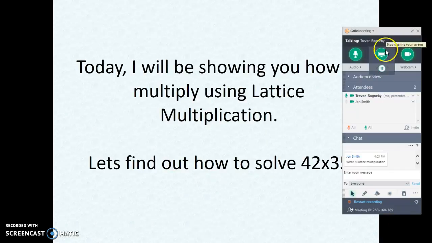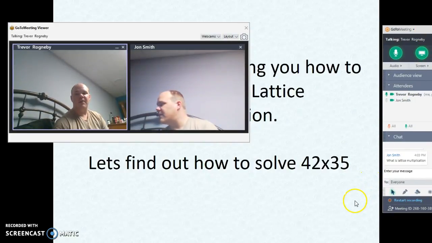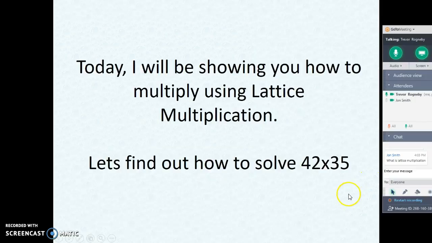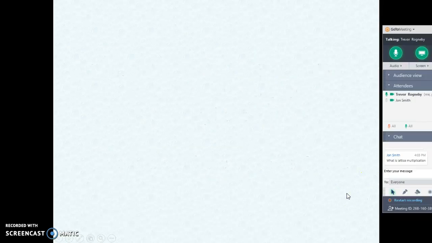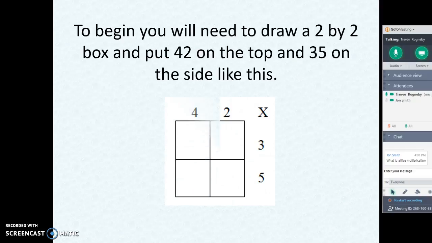So we're going to do 42 times 35. So to begin, you draw a 2 by 2 box. You're going to put 42 on the top. 35 is going to go on the right side of that box, just like it shows here in the picture.